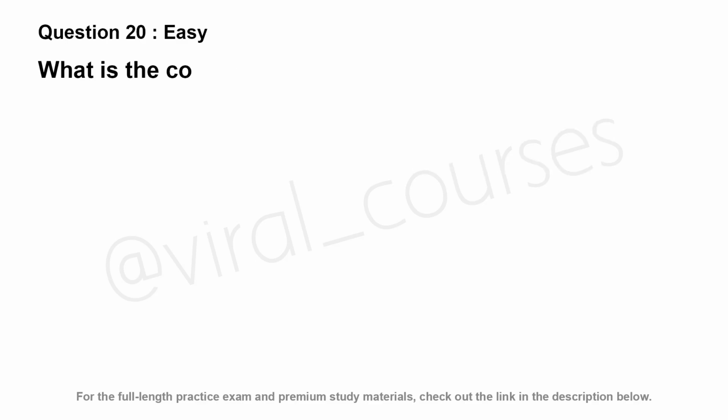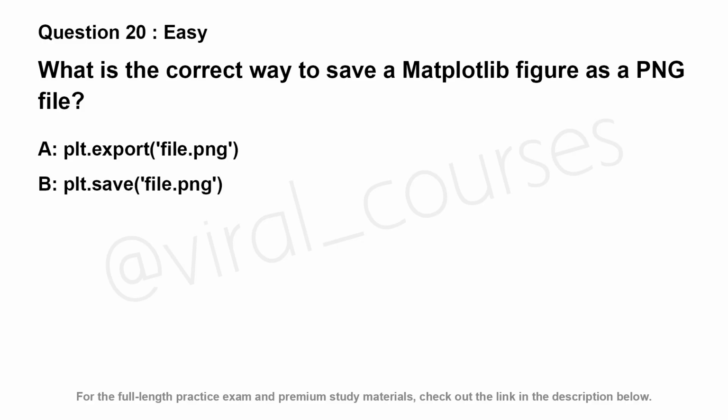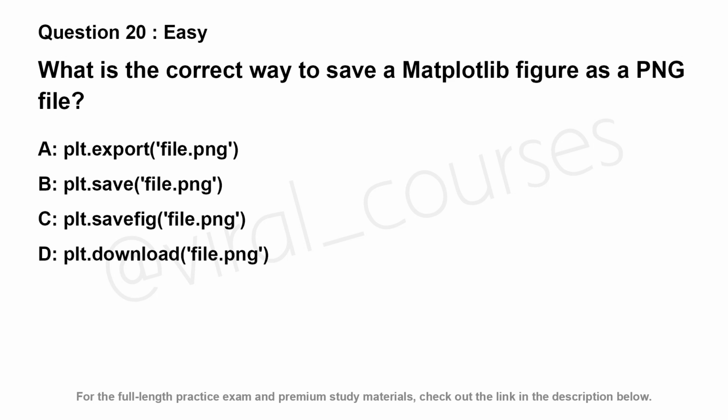What is the correct way to save a Matplotlib figure as a PNG file? Option A. plt.export('file.png'). Option B. plt.save('file.png'). Option C. plt.savefig('file.png'). Option D. plt.download('file.png').